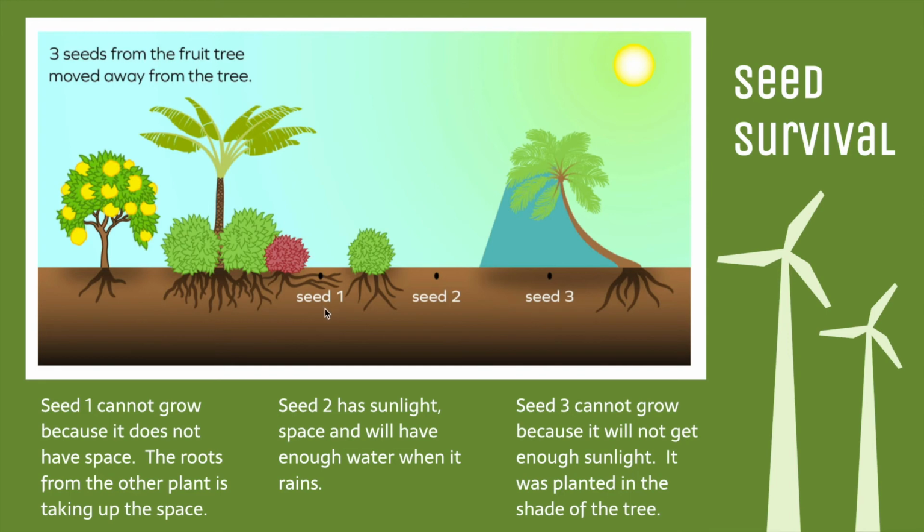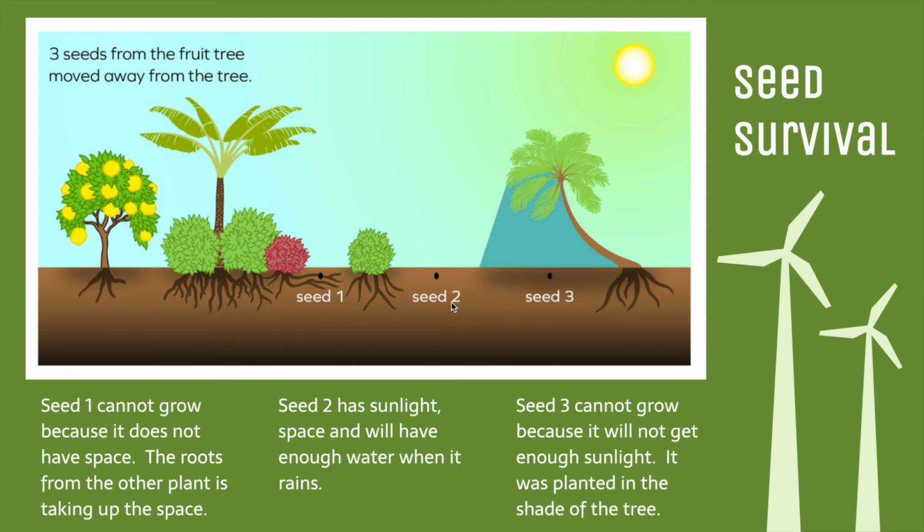Seed 1 cannot grow because it does not have space. Why doesn't it have space? Well, the roots from the other plant are taking up the space. So because this root is taking up this space here, it's going to get all the water it needs, and this seed won't be able to grow.